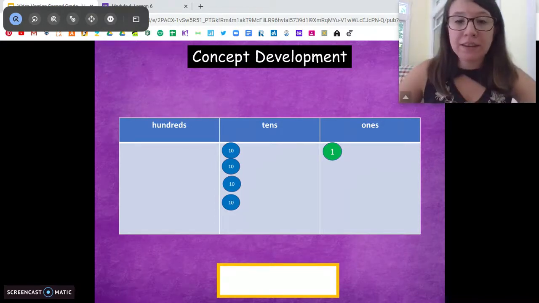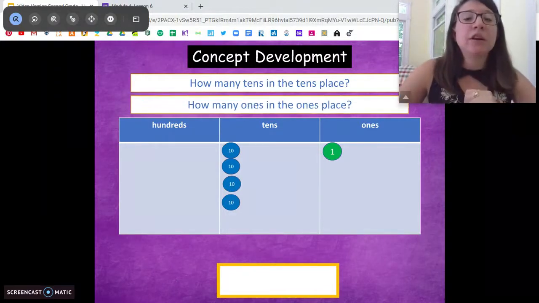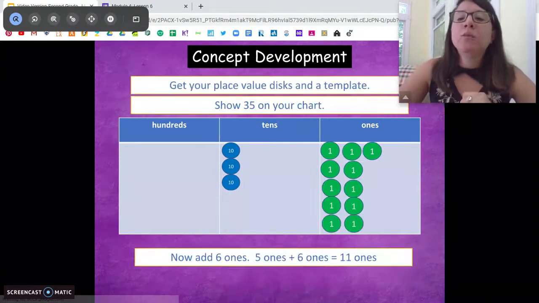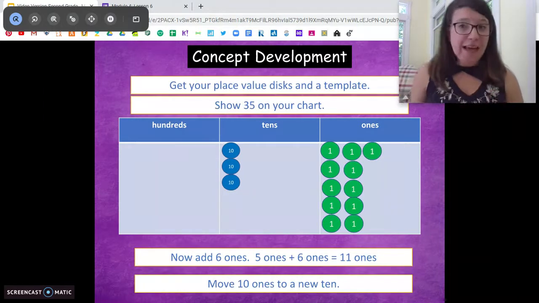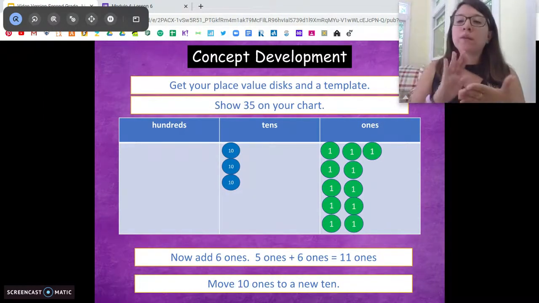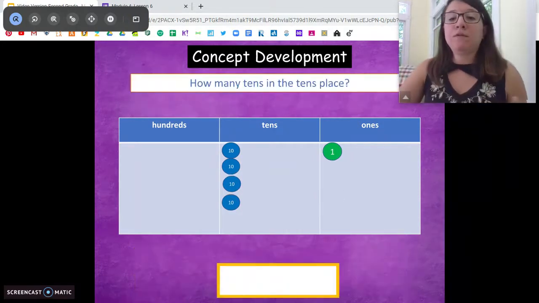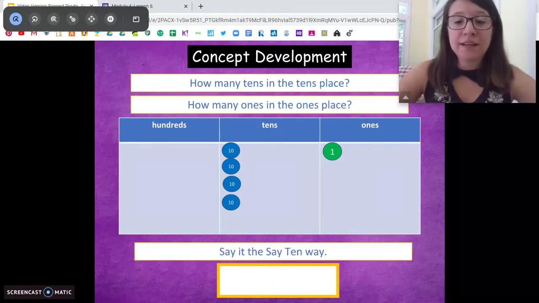And your board should look like this, right? How many 10s do we have now? 4 10s. Good. How many 1s do we have? 1. Good. When you bundle a 10, make sure you don't take all of the ones. Make sure you only take 10 ones, because if we take all of them, then our math will not work out. Make sure you only take 10 and move over only 10. So you should have 1 left over. And how would we say this number the say 10 way?